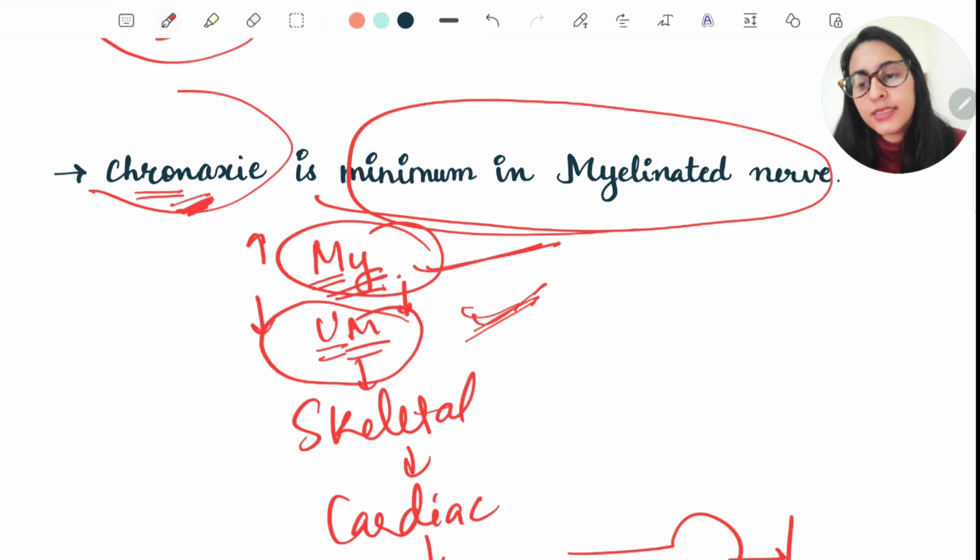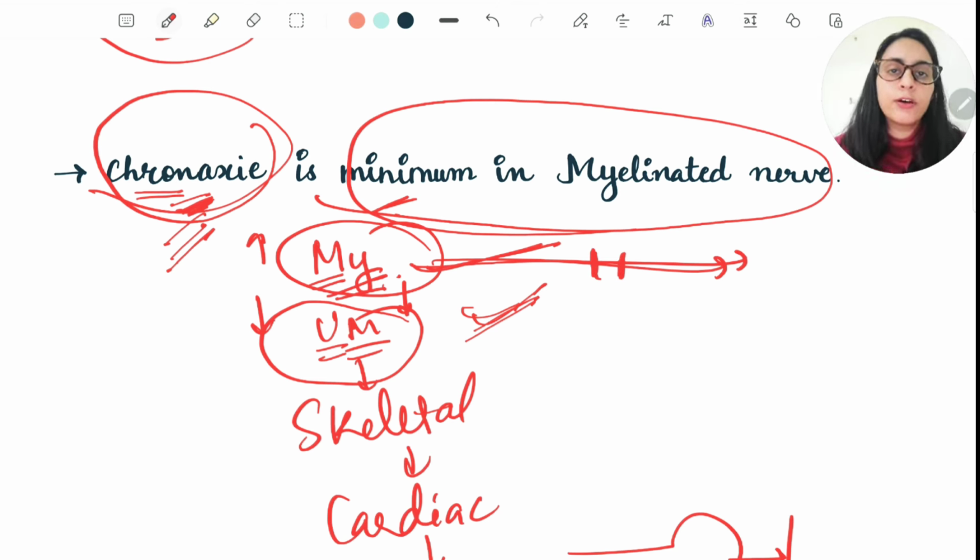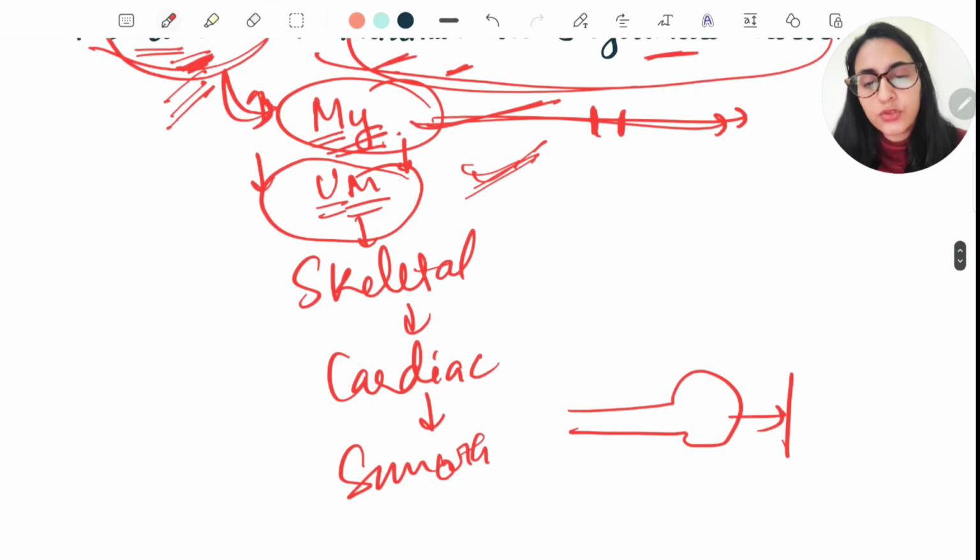So basically chronaxie is the time taken by the tissue to excite when the stimulus strength is double the rheobase. Rheobase is the minimum strength of the stimulus that excites the tissue. And if we double it, that is the time that is taken to excite. So myelinated nerve is excited faster. That is why the time taken is very less, because it is excited much faster. So if the excitability is more, the time taken is very less. So for chronaxie, myelinated nerve has got the least because it is excited very fast. So the time is very less. So this is the order.